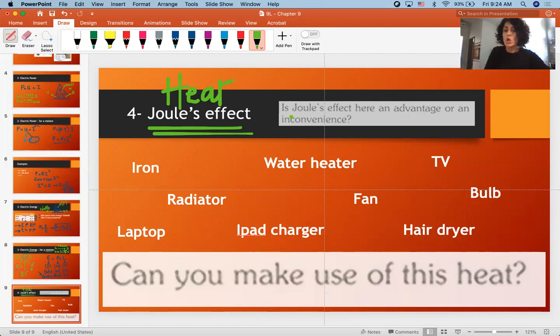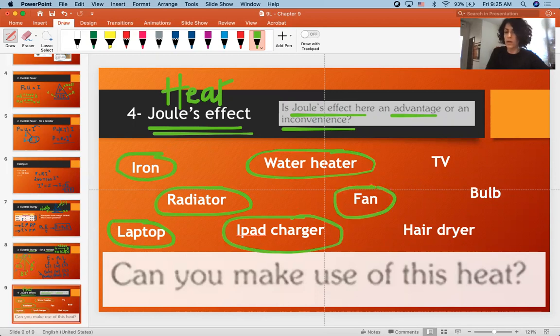Now the question is, the Joules effect, is it an advantage or a disadvantage? I give you many examples randomly. The iron, it does heat up when you want to iron your shirt. The radiator, I mean the thing that creates heat. The laptop would heat up. The water heater would heat up. The iPad charger does heat up. The fan would heat up. You know, the fan, if you put your hand behind on the motor, it is hot. The TV would heat up. The bulb is very hot. It heats up. The hair dryer also heats up.